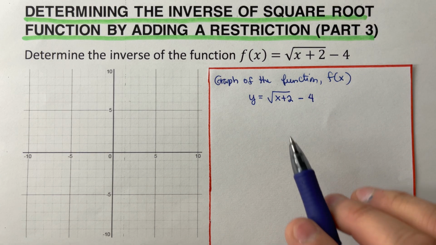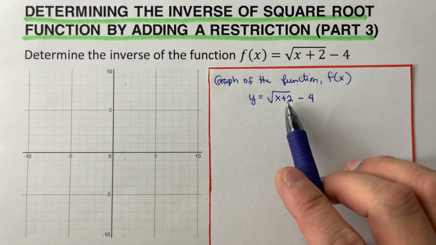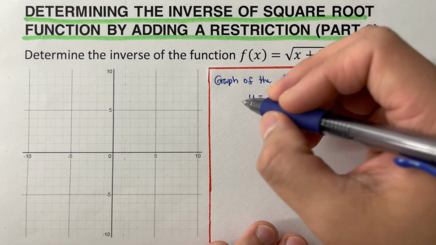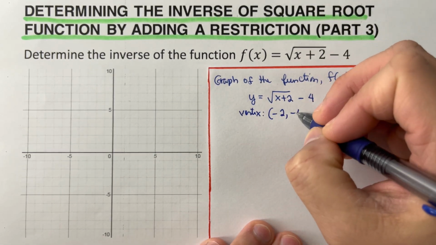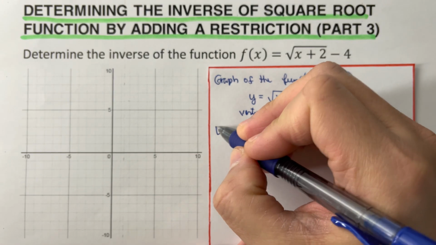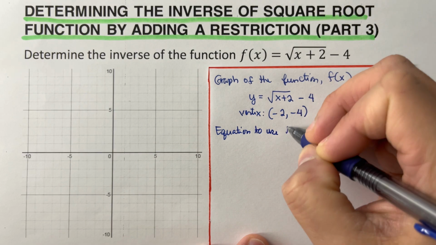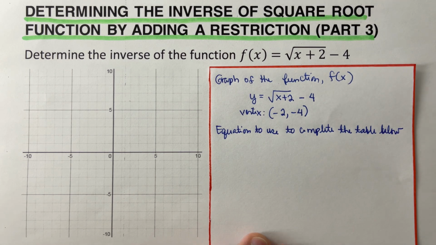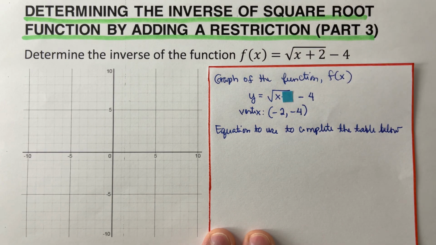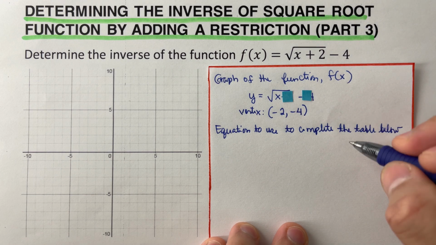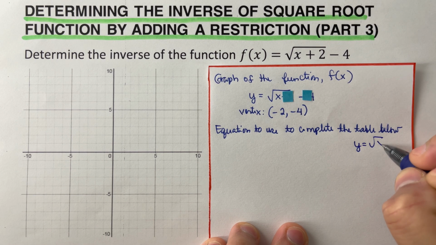Okay, just by looking at this equation that we have here, we can tell that the vertex is at negative 2, 4. Because remember, we switch and keep. So I'm going to write it down here. Now we are going to determine the equation that we can use to complete the table. Again, the trick so that we can determine the equation that we're going to use is to cover both the h and the k, and whatever is left over, that is the equation that we're going to use. And that would be y is equal to the square root of x.